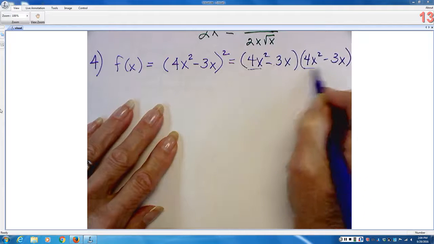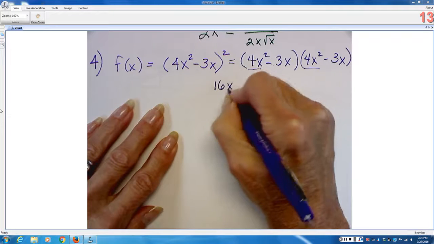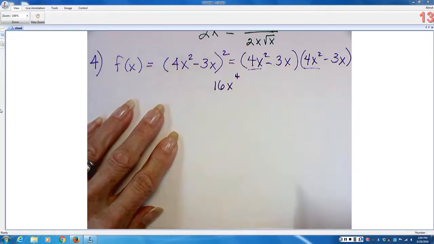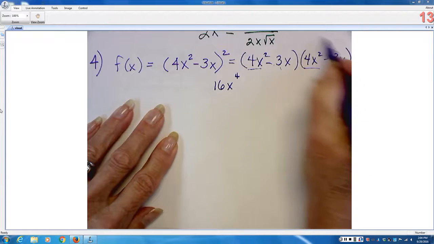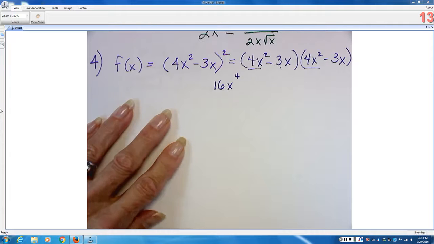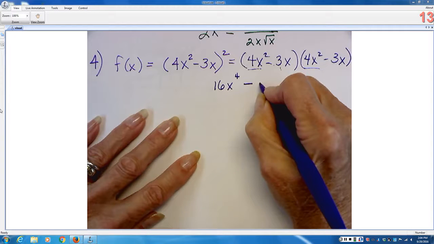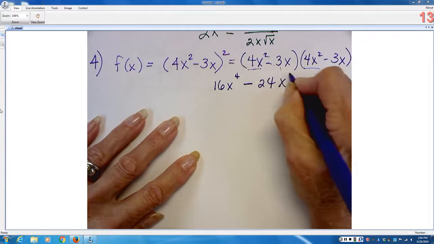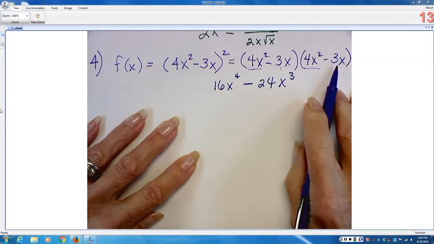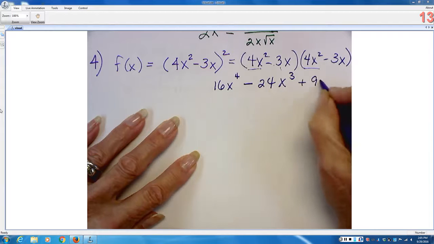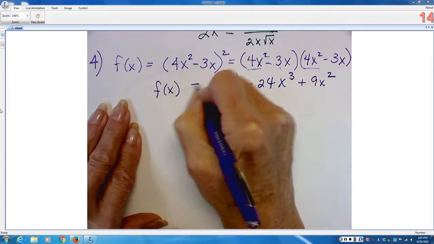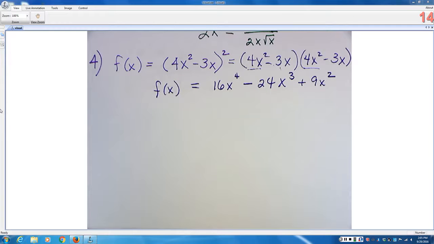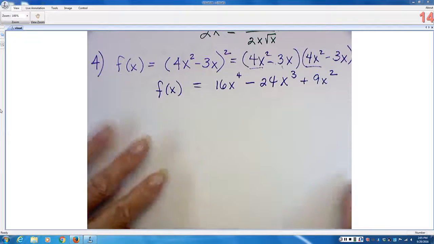So 4x times 4x is 16x to the 4th. Minus 3 times 4 is minus 12x to the 3rd. Minus 3 times 4 is minus 12x to the 3rd. So altogether that's minus 24x to the 3rd. And then negative 3 times negative 3 is positive 9x squared. So there's an equivalent form of f of x that we can take the derivative of using the power rule and the sum and difference rule.